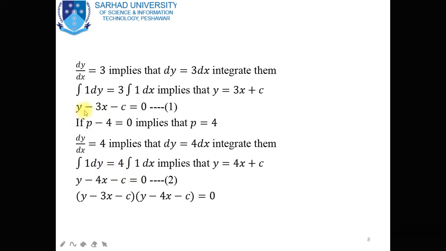Now equation number 1 represents the solution of the first factor, and equation number 2 represents the solution of the second factor. Now multiplying these two solutions, we obtain the solution of the given differential equation: (y − 3x − c)(y − 4x − c) = 0.